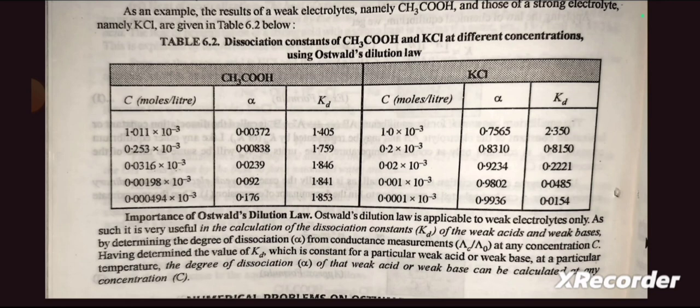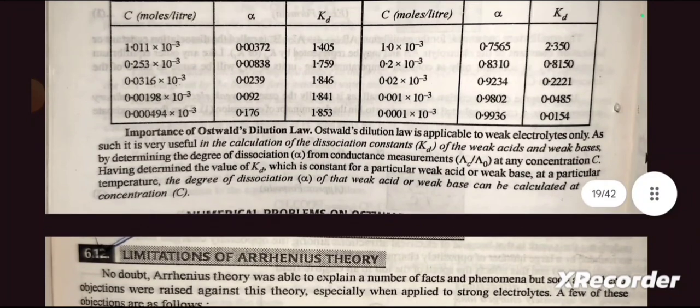CH3COOH, KCl, C in mole per liter, alpha, Kd. C polymer meter, alpha, Kd: 1.011 × 10^-3, 0.00372, 1.405. 1.0 × 10^-3, 0.7565, 2.350. 0.0316 × 10^-3, 0.0239, 1.846. 0.02 × 10^-3, 0.9234, 0.221.